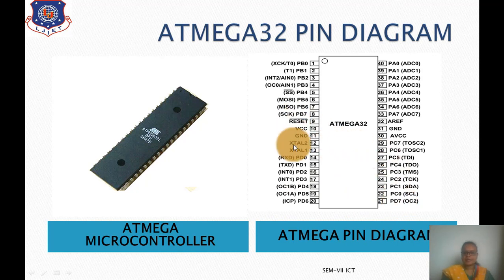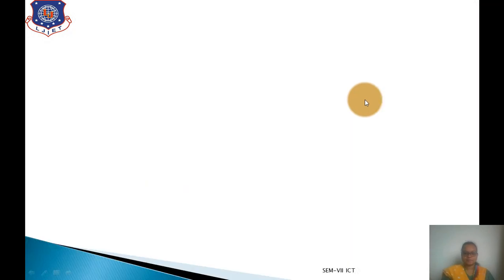The rest of the pins are for power supply, crystal oscillator, reset pins, and for the ADC there will be a reference and a VCC. With respect to this, it will convert analog to digital. So this is the whole pin diagram of ATmega32. Now we will see each and every function in detail.